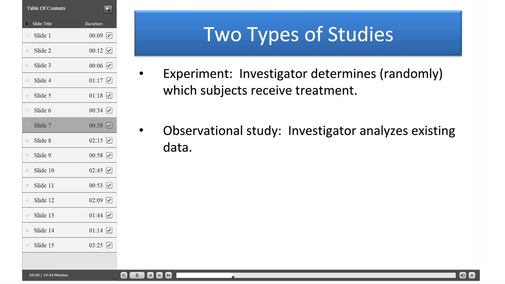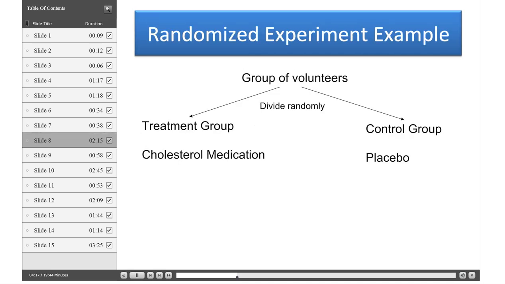On the other hand, there are observational studies where an investigator simply analyzes existing data. So in an observational study, the investigator plays no role in what's actually happening to the subjects. The investigator simply takes data that already exists and analyzes it. Okay, let's take a look at how an experiment works in a little more detail.